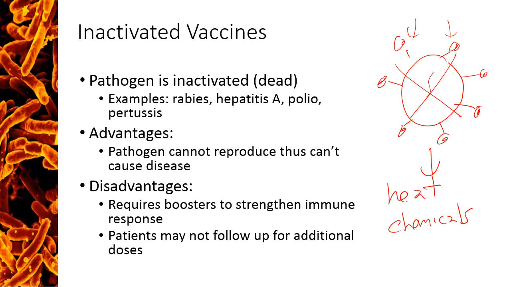So something that's going to strengthen the immune response, because often you only get a weak immune response and then you have to give it again and you get a little bit of a better one, and you give it again and you get a better one. So for something like hepatitis A or rabies, these can be used as inactivated vaccines, but you often need a booster dose. And the problem with that is sometimes patients don't always follow up for those additional doses.